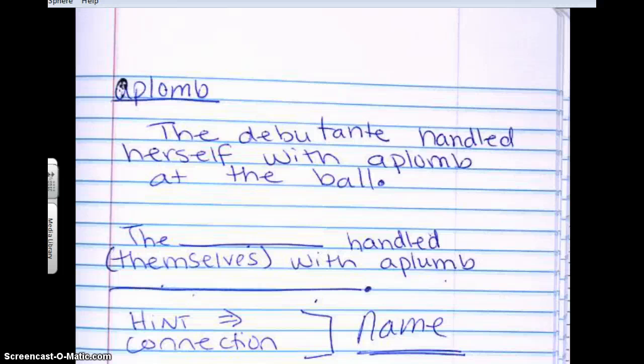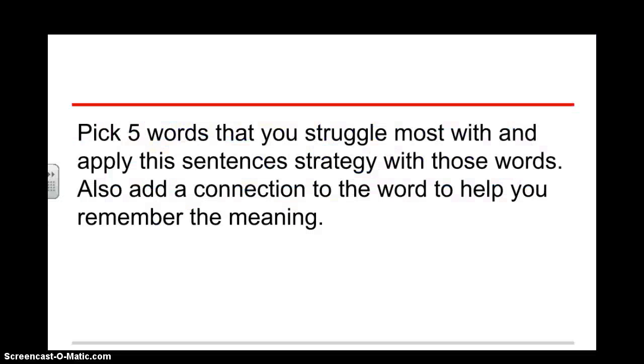I want you to pick 5 words, and with those 5 words that you struggle most with, you're going to apply this sentence strategy. You're going to copy the sample sentence, write your own based on that model sentence, and if at all possible, use the connection in the sentence. Otherwise, write yourself a hint or connection after the sentence. Please do this with at least 5 of the words, and then you can move on to your rhetoric review assignment.